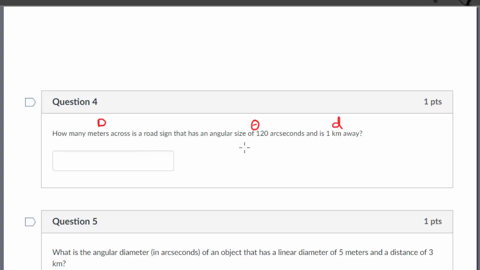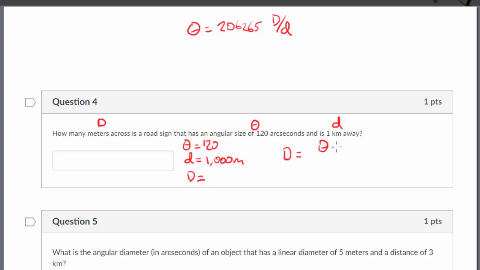All right, and so let me write these out here. So I'm given theta equals 120 arc seconds. The distance is 1 kilometer, so I need to put that into meters, so that is the same units, 1,000 meters. And then the question is, what's my diameter? So again, for my own sake, I just put this up here. Theta equals 206,265 times diameter over distance. Now, you've maybe written down that equation. I'm just going to remind myself it's times that divided by that. So the equation then is the diameter equals theta times the distance divided by 206,265.